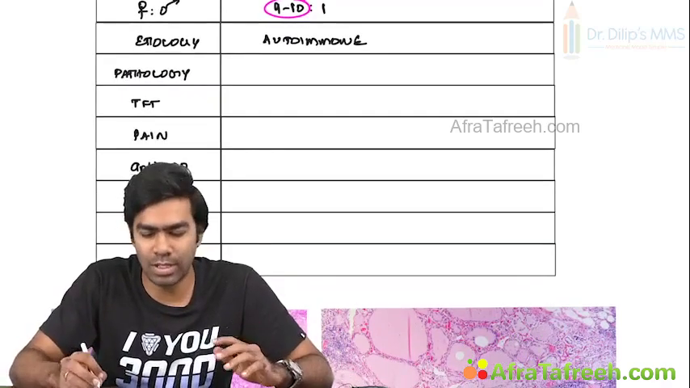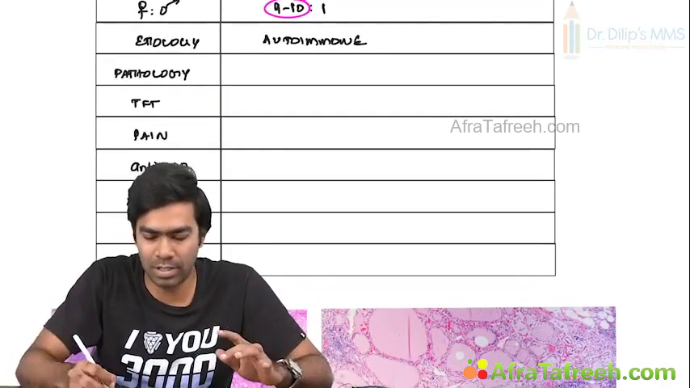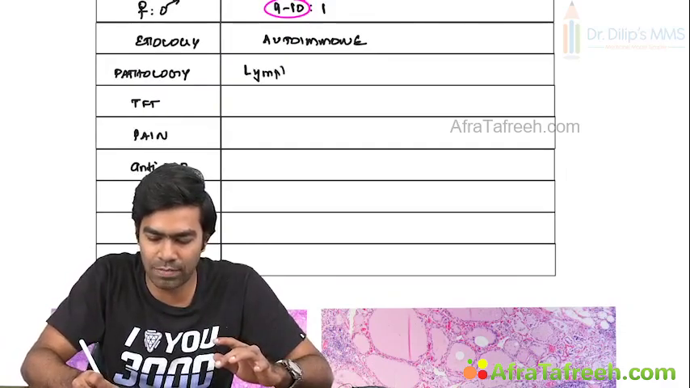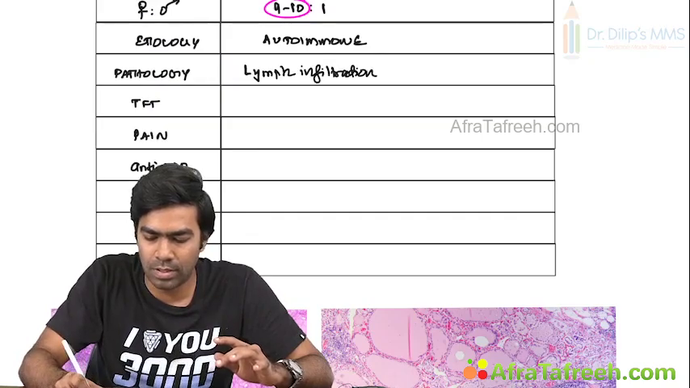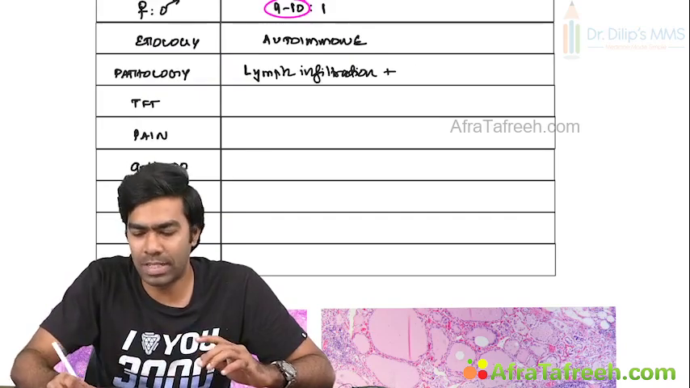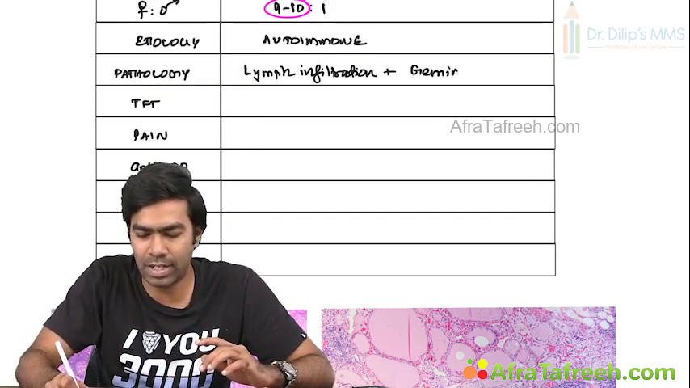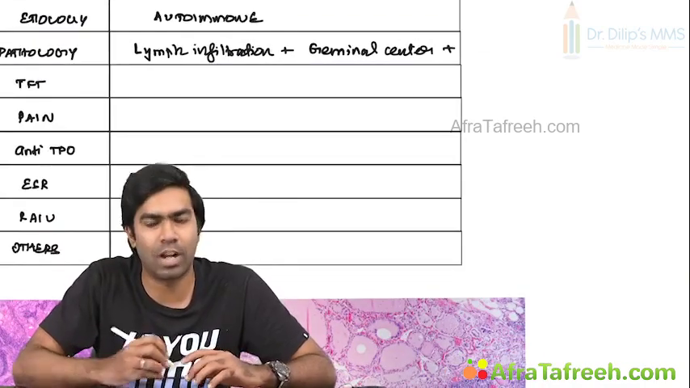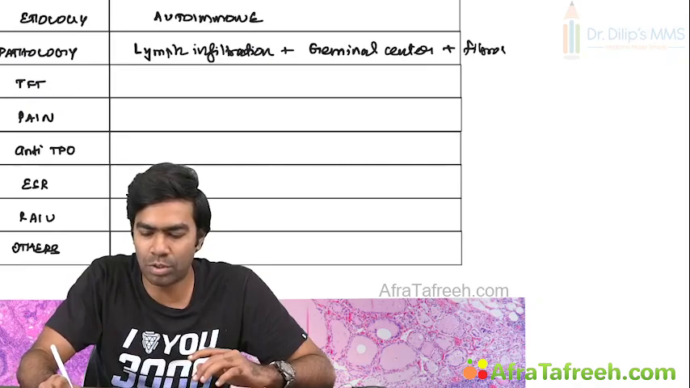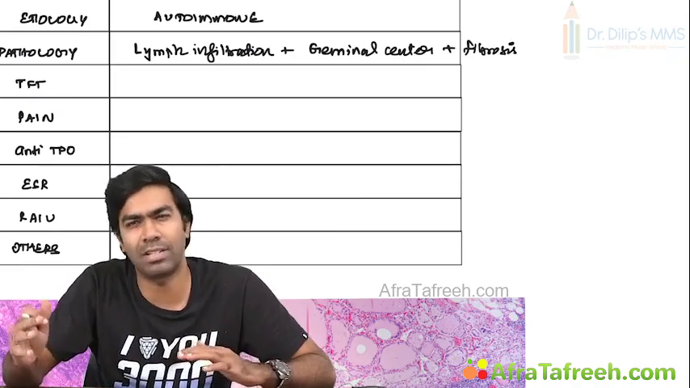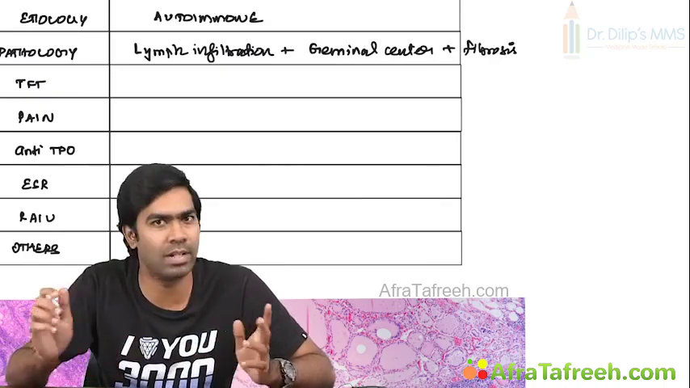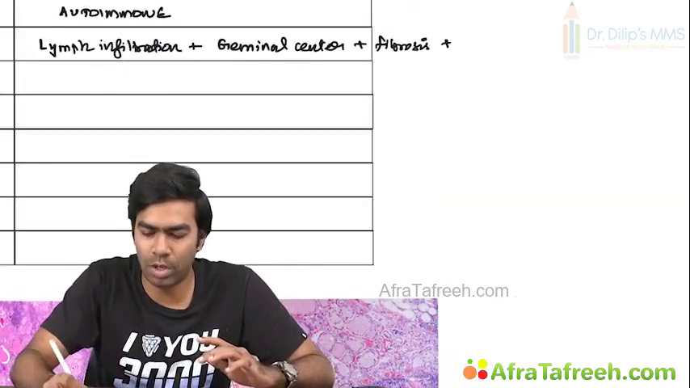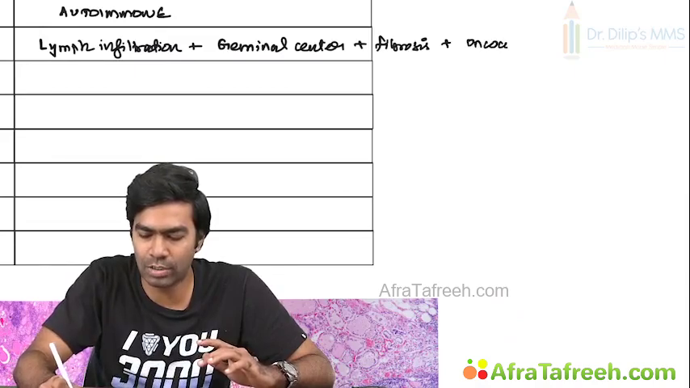Pathology-wise, you see features of chronic inflammation, like definitely there will be lymphocytic infiltration. Along with that, there will be germinal center formation, and these are very classical things because this germinal center formation you will not see in subacute forms. Plus, along with that, you will see variable amounts of fibrosis, whereas in subacute forms, the degree of fibrosis will be extremely less. Plus, more importantly, you will see oncocytic metaplasia.